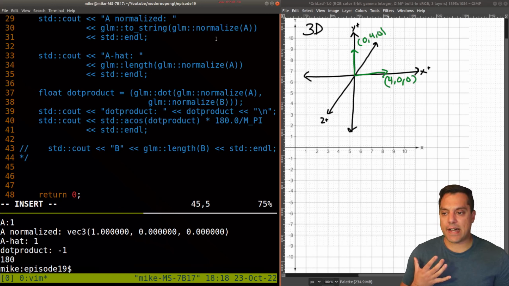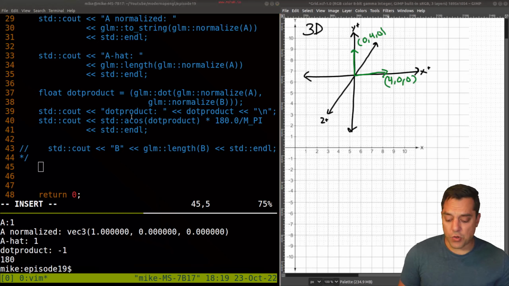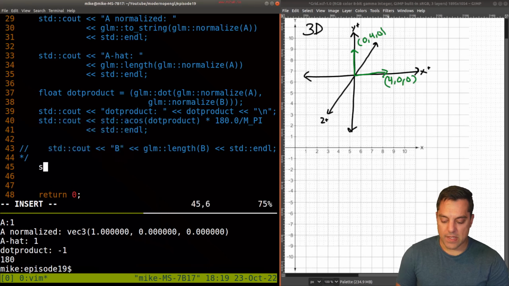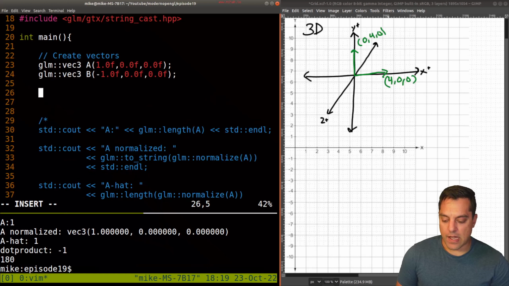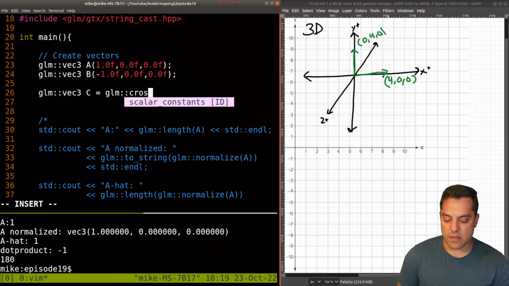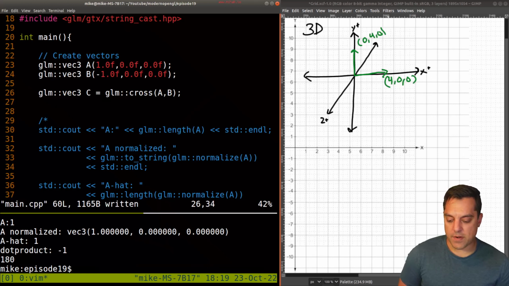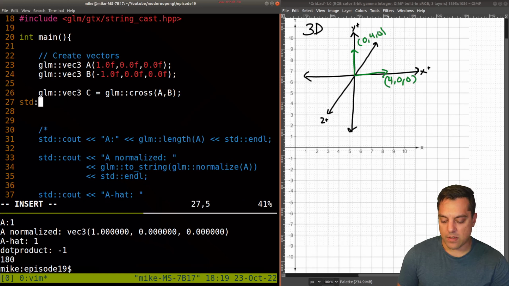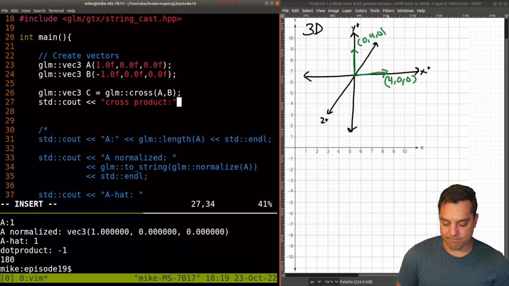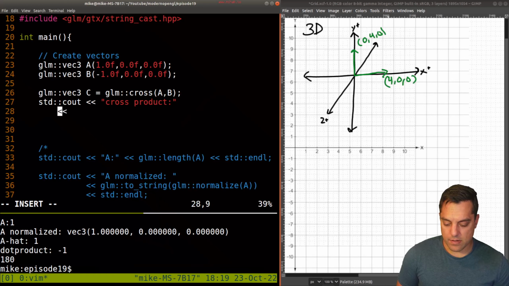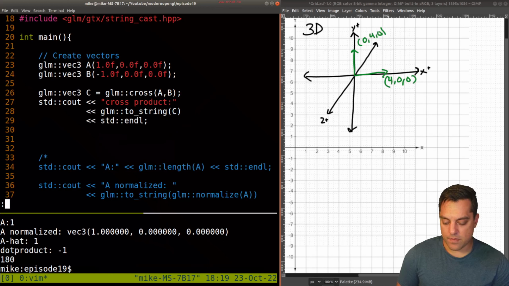Okay. So let me go ahead and just introduce the tool. And the tool is for the cross product. Okay, so what I'm going to go ahead and do here, and I'll just put it at the top here, we're going to create another vector here. I'll explain what this is, vector C. And this is going to be the cross product of A and B here. Okay, and let's go ahead and print this out and give ourselves a label, cross product. Okay, and so the cross product is going to be GLM to string of C. And let's give ourselves an end line here. And then I'll go ahead and define it.